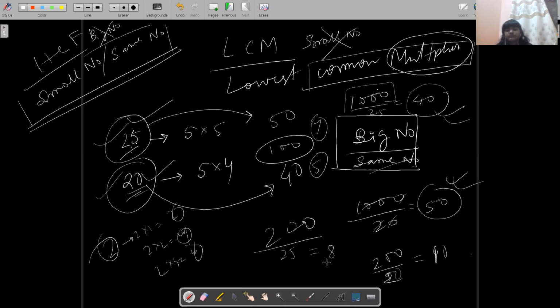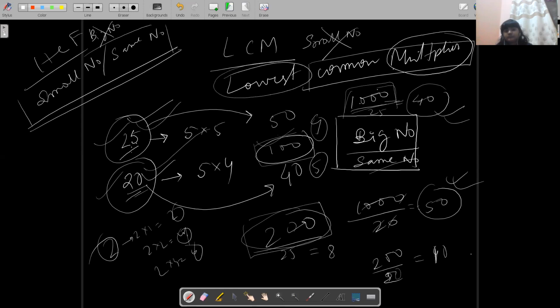Okay, so we are getting a whole number. There is no remainder. So I can say 200 is also a common multiple of 25 and 20. But tell me, from this 100, 200, or this 1000, which one is the lowest? This 100, right? So 100 is the lowest common multiple.